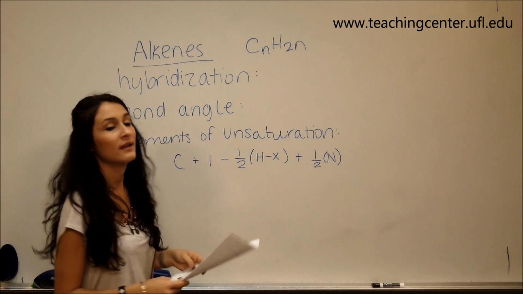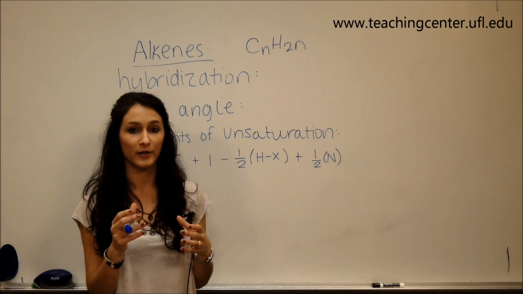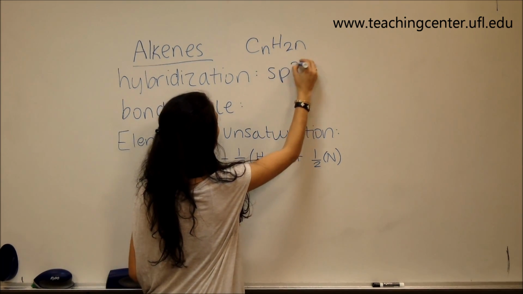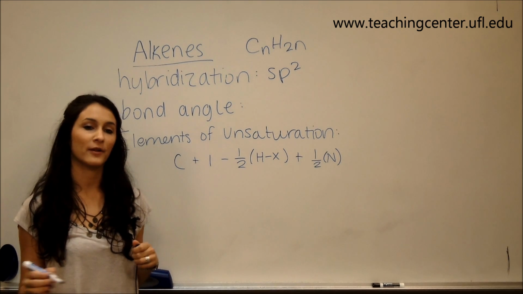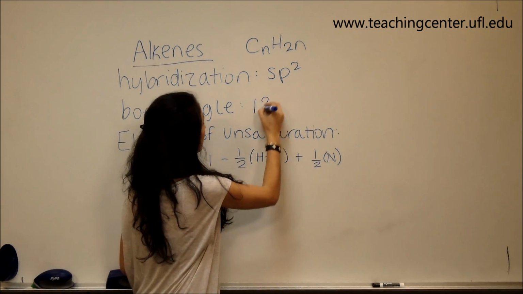The hybridization of alkenes, so talking about the double bonded part of the alkene, is going to be sp2. And if you remember, the bond angles for sp2 are 120 degrees.